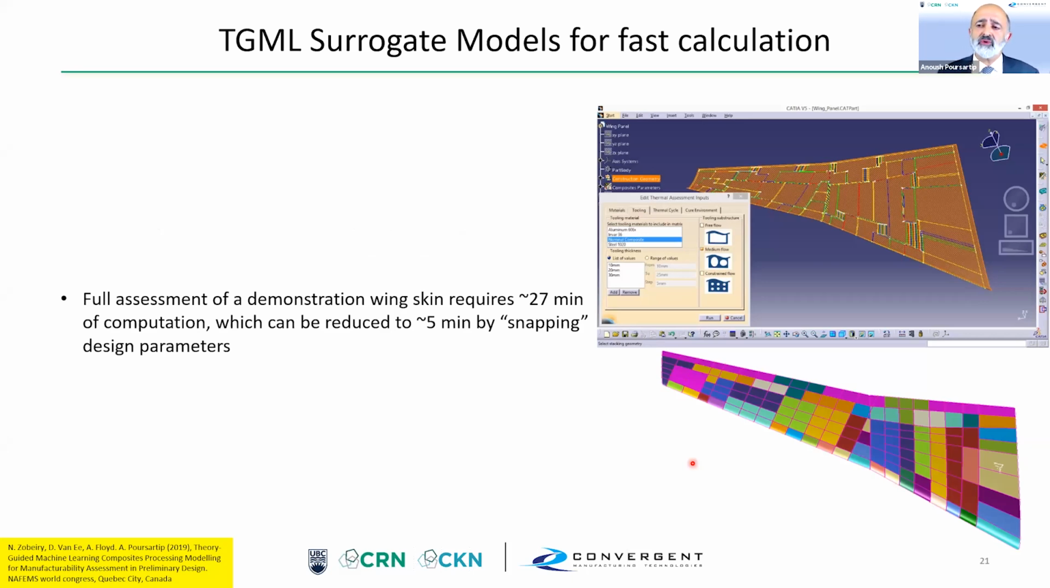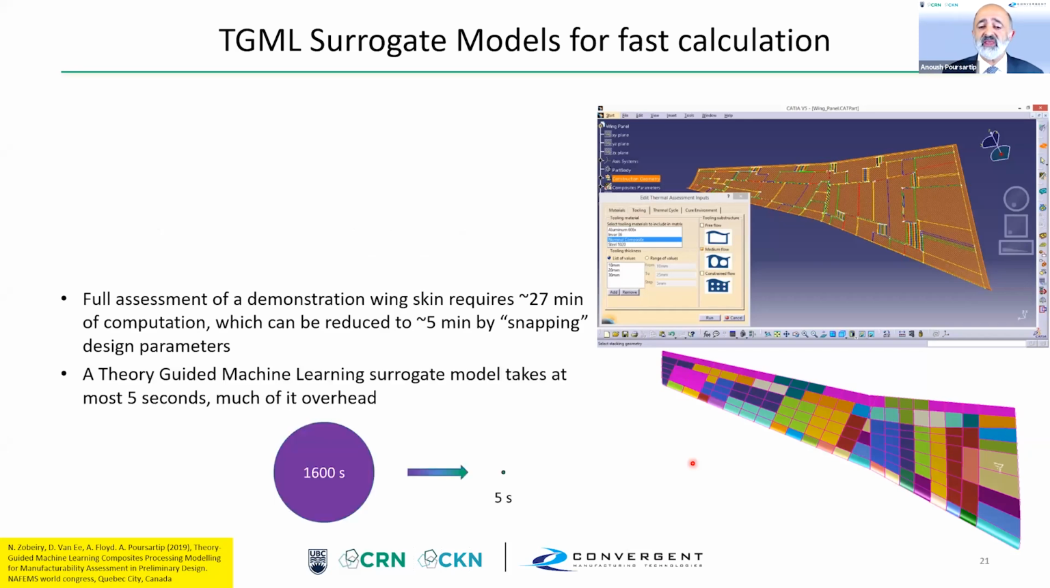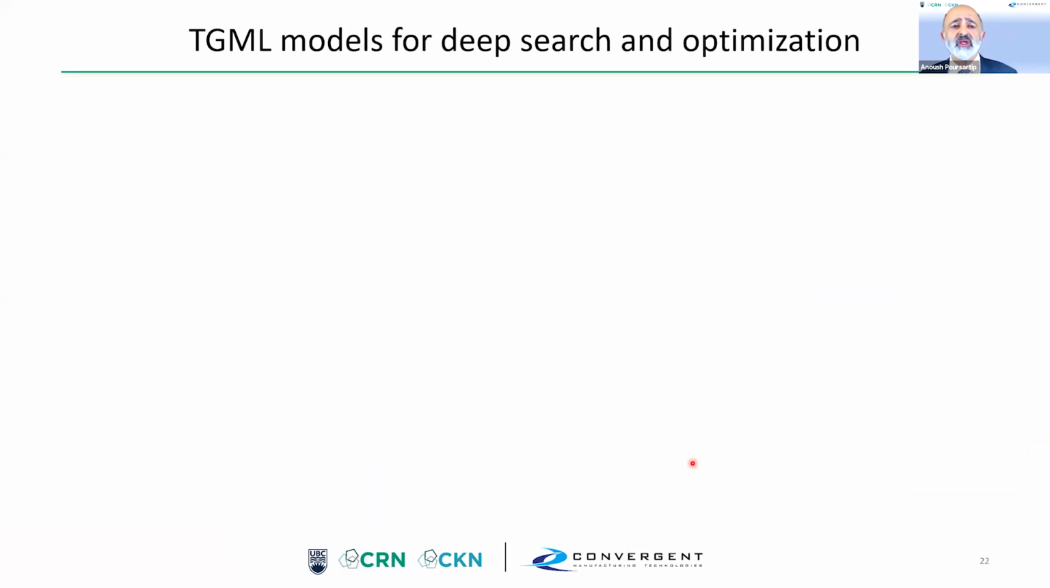Yet if we run the same problem with our theory-guided machine learning surrogate, all of a sudden that 27 minutes, that 1600 seconds, goes down to 5 seconds, even for this complicated problem. So all of a sudden, we have a viable way of doing conceptual design very quickly. More importantly, this ties back to the full numerical simulation, so you have confidence in what you did. We can take it a step further. We can do some deep search and optimization.